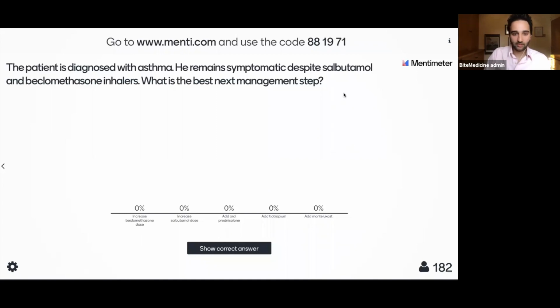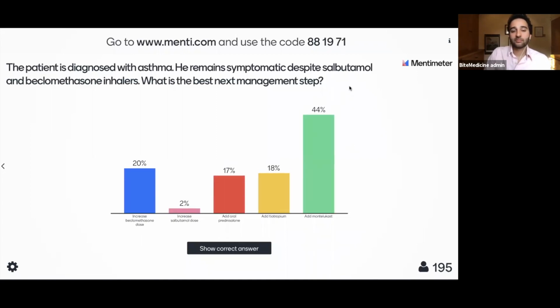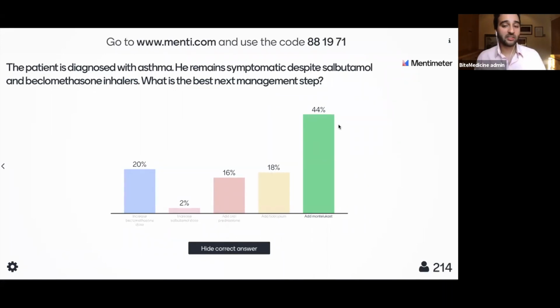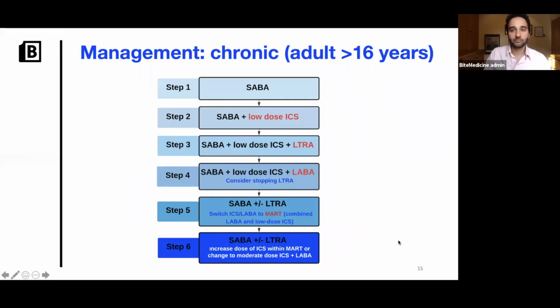Okay, let's have a look. Good. Okay. So 44%, you're absolutely right. So add montelukast. Montelukast is an anti-leukotriene. We're going to go through the stepwise management of asthma according to NICE on the next slide. Tiotropium is your antimuscarinic. It's not used in asthma, it's used in COPD, and it's not any of the other options, and I'll show you why right now.